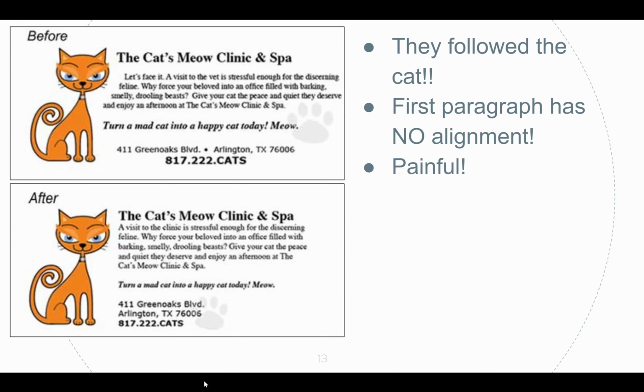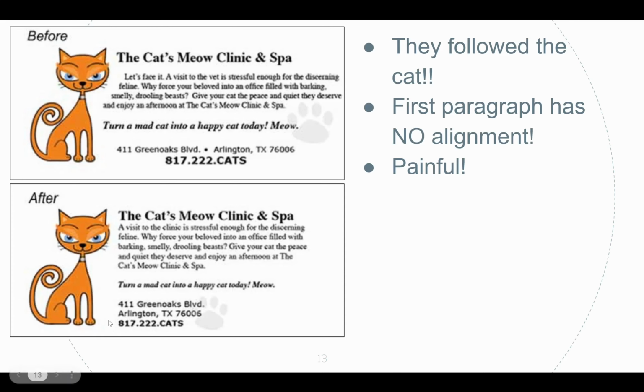Here's some more alignment, a before and after picture. The business card up on top: they're actually following the curve of the cat to type their information. It makes it much more difficult for people to read that information when it's all floaty around the object.